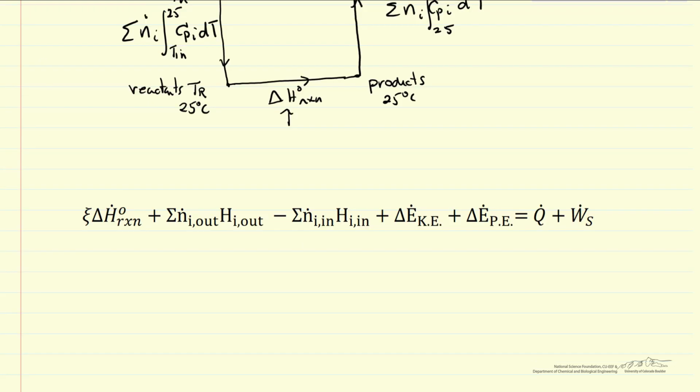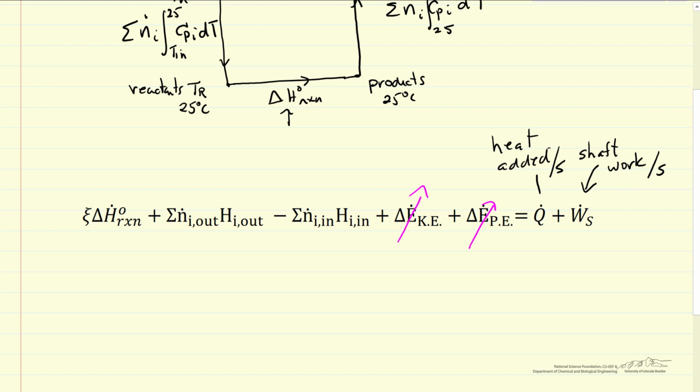So let's look at the equation that essentially does this calculation that we've visually shown here. Let's go through the terms. The dot means per time, so this is work per time, kilojoules per second, and this is shaft work. And this term is the heat added, again per time, so heat added per second. For most chemical reactors, the change in kinetic energy and the change in potential energy terms aren't going to be important, so in this case we're going to look at them as 0.